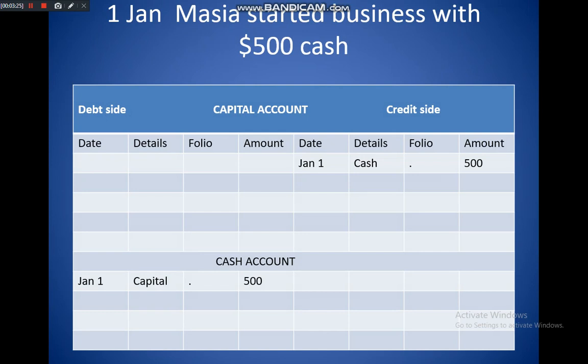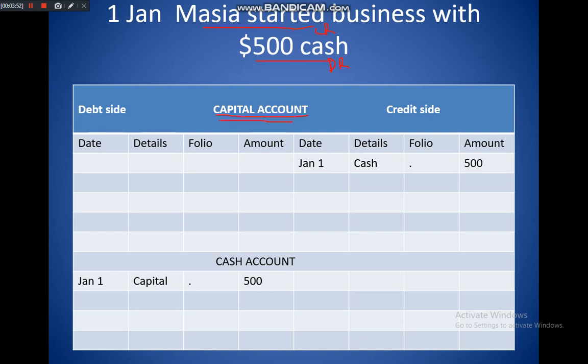This is January 1. Marcia started, so this is capital account and cash account. We agreed on the first example that capital account is being credited and cash account is being debited. But I want to show you how to do this one. How to enter: you open capital account, then you underline. Capital account, then you underline.